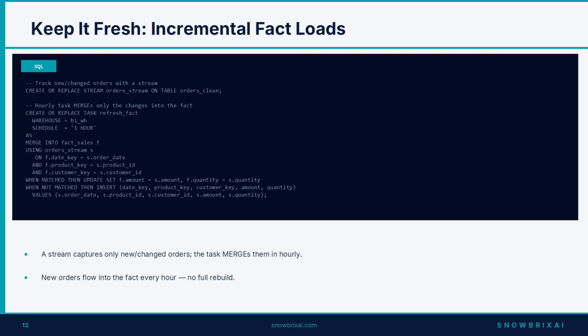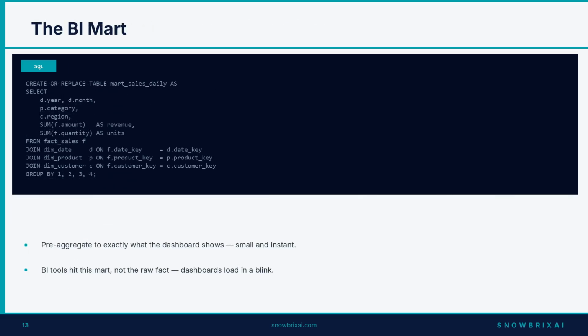Now the final layer, the one the dashboard actually touches. This is the layer your dashboard will love. The BI mart. The idea is to pre-aggregate down to exactly what the dashboard shows. We create or replace table mart sales daily. We join fact sales to all three dimensions: date, product and customer. Then we select year, month, category and region. We sum amount as revenue and sum quantity as units. Grouped by those four, millions of fact rows collapse into a few thousand. Small and instant, your BI tool hits this mart, never the raw fact, and dashboards load in a blink.